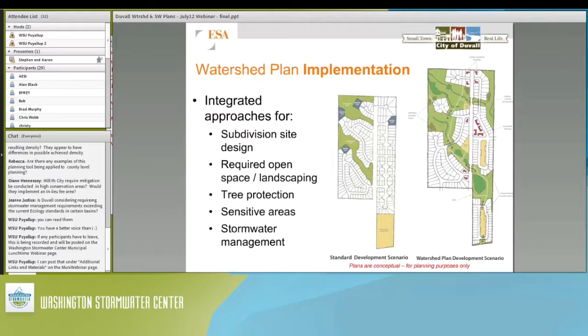And the next question is, will the city require mitigation to be conducted in high conservation areas? Would they implement an in-lieu fee area? So the city definitely has already taken the perspective, since adoption of their last sensitive areas update back in 2005, of allowing for some offsite mitigation, especially for buffer impacts, buffer reduction, those sorts of things within those highest conservation areas down in the floodplain area, which is primarily city-owned open space with lots of restoration opportunity.